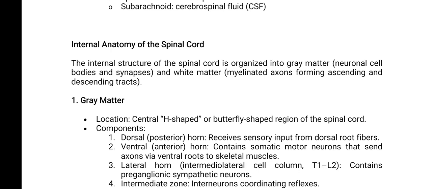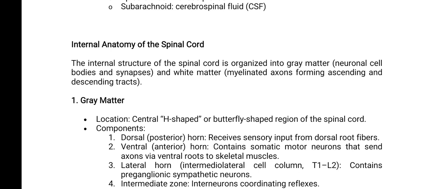But in this video, I'll be talking about the internal anatomy of the spinal cord. It will be like a repeat of what I have talked about in the previous video, but I'll also be mentioning some major tracts that are found in the spinal cord. So let's get into it.